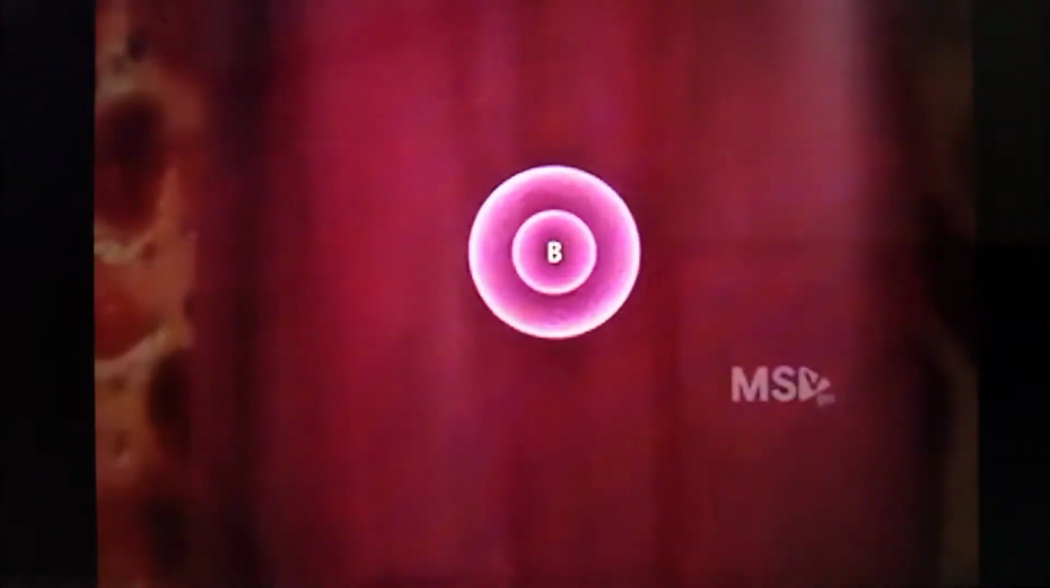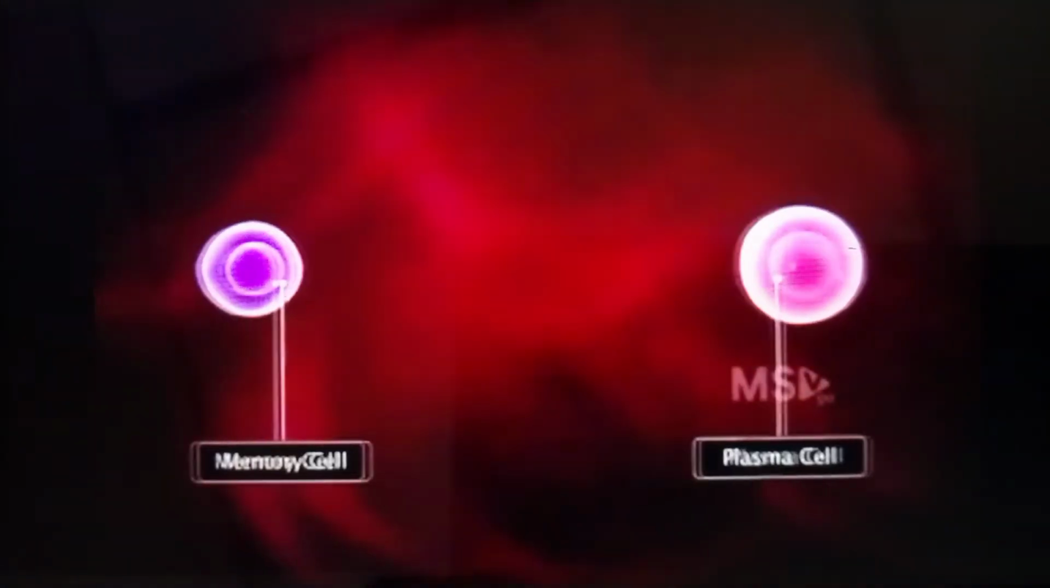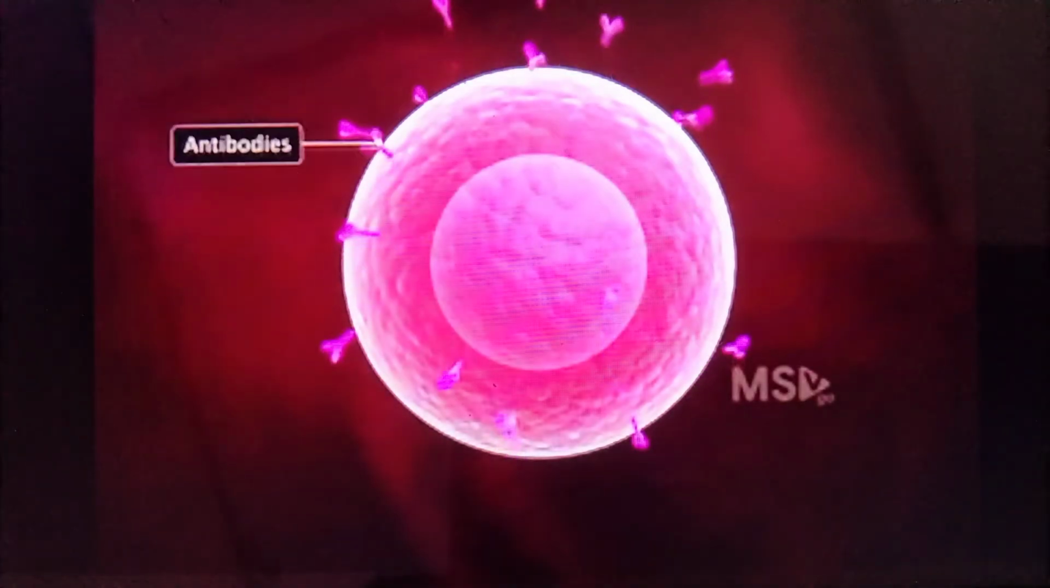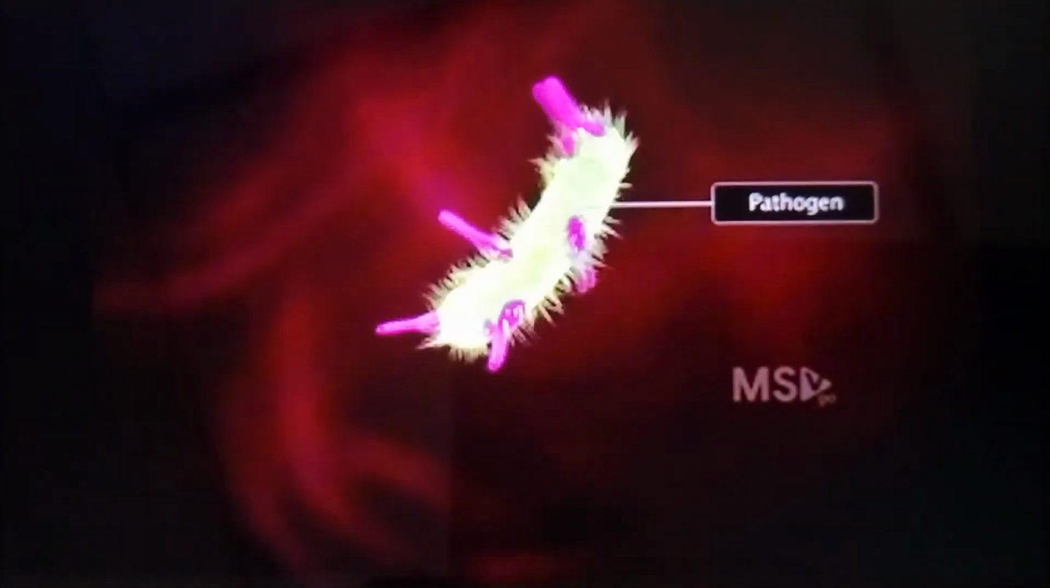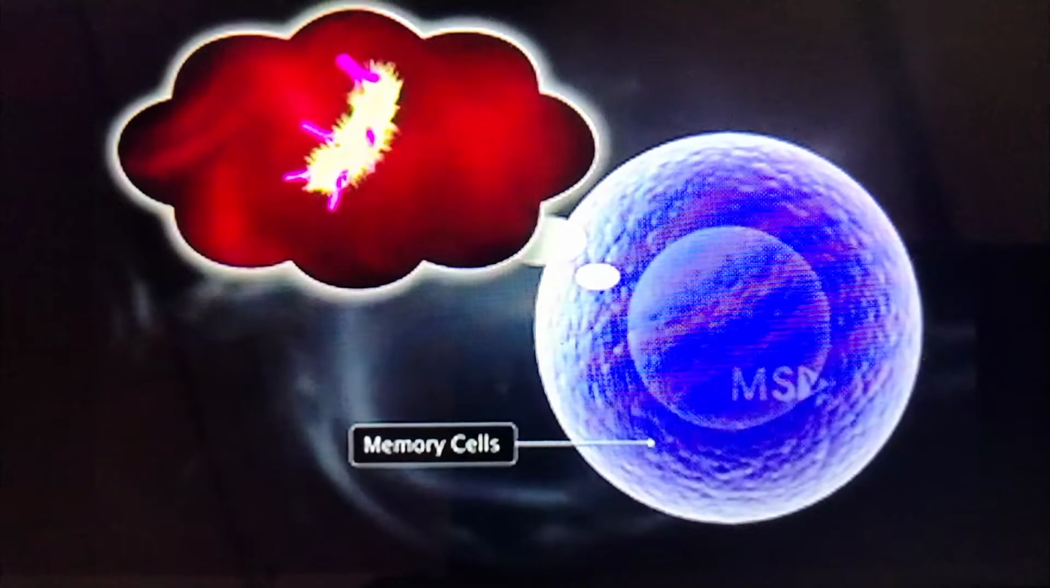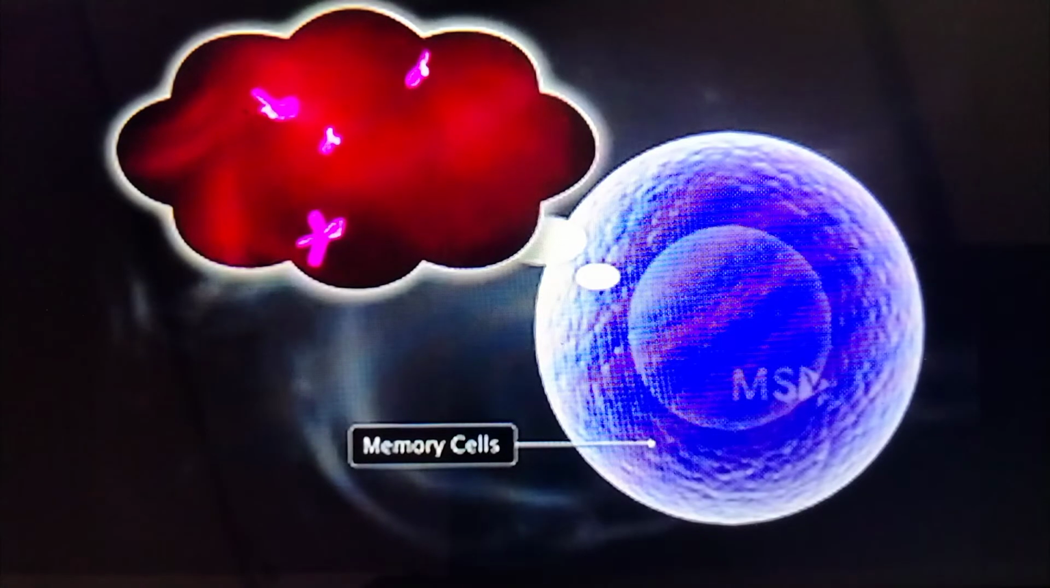B cells differentiate into plasma cells and memory cells. Plasma cells produce antibodies, which destroy the pathogen, while the memory cells remember this reaction for future encounters.